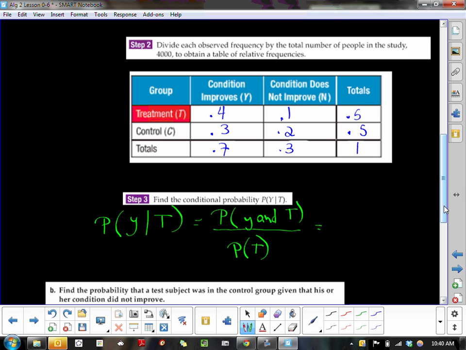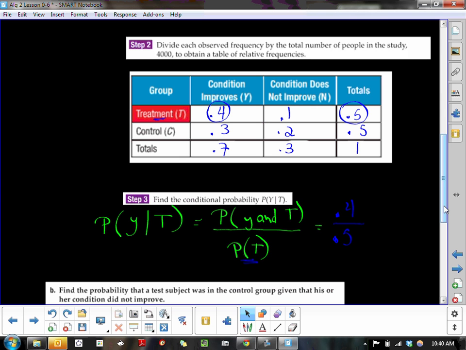Where do we find the probability that they received a treatment and they said yes? So we're going to go into our treatment group. We got a treatment and they said yes, their condition improved. That was 4/10 of the time, so 0.4. And then what's the probability that they received the treatment? So what percent of the time did they receive the treatment? And that is half the time, or 0.5.